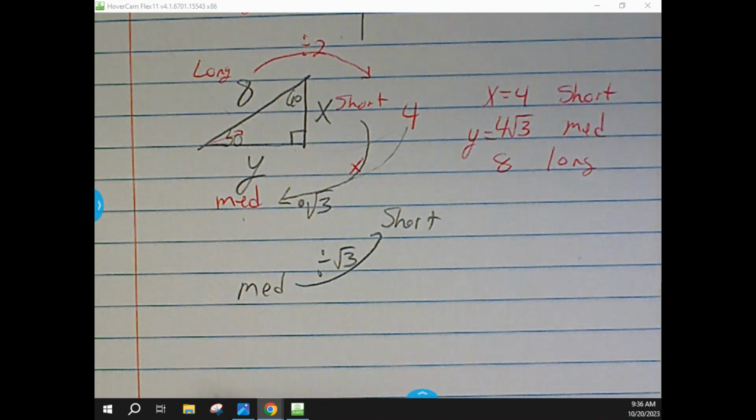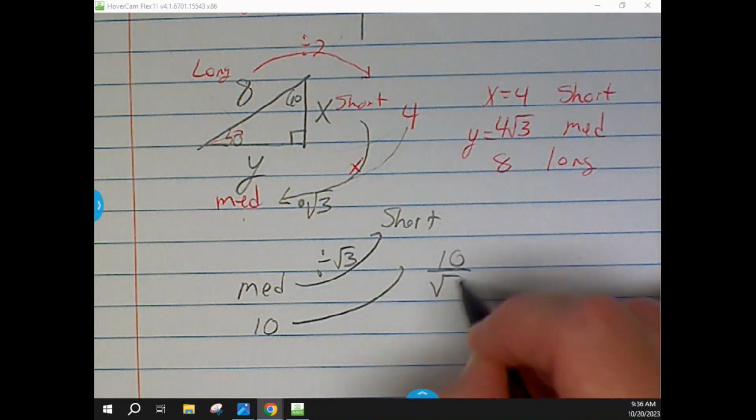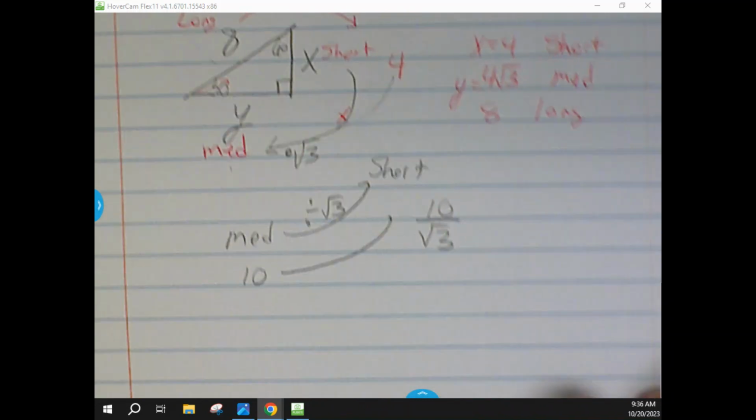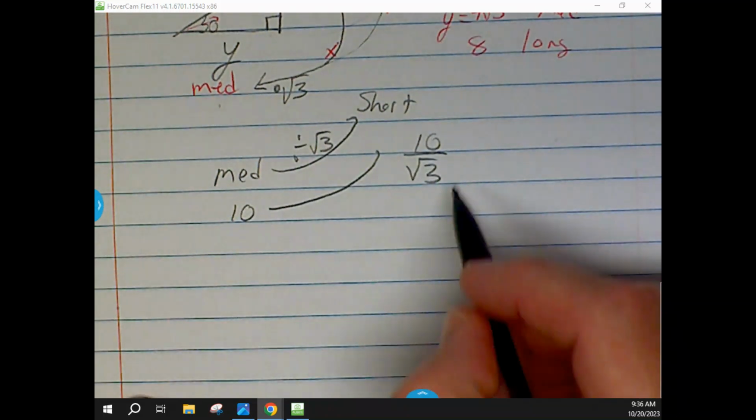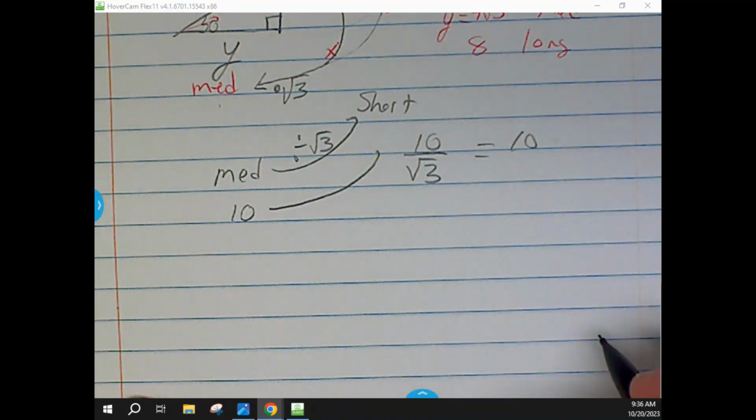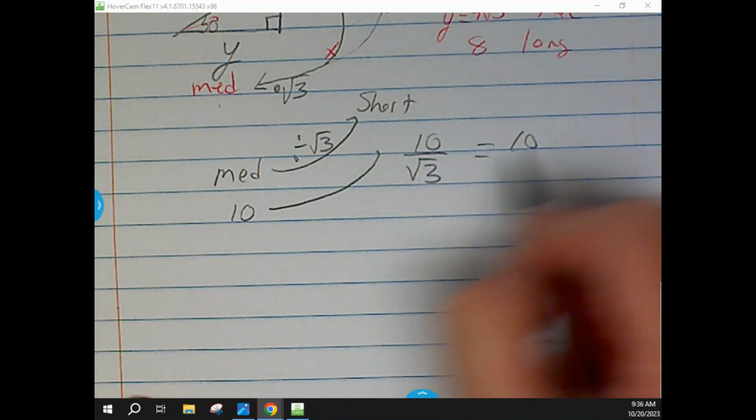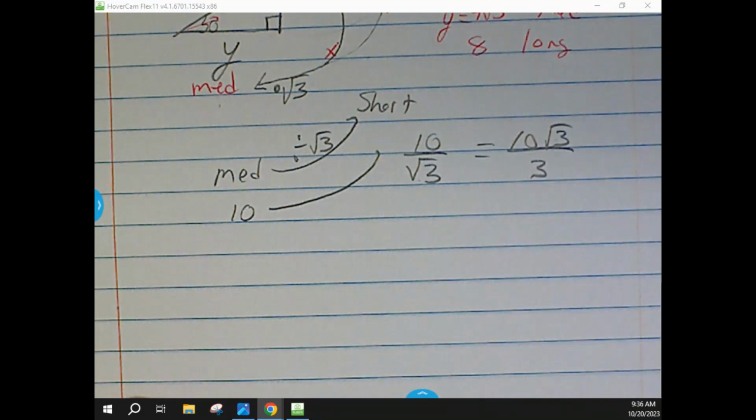So they told you that the medium side was 10. To get back to the short side, it's basically going to be 10 divided by the square root of 3, which means you're going to have to do like we did the other day on the pink sheet when we were working through the stuff. This is where they're going to ask you to rationalize this number. So again, the shortcut is you're going to move that square root from the bottom to the top. And on the bottom, you're going to leave just that number. And that's kind of an ugly looking number, but that's the number that we would be looking for in that case.